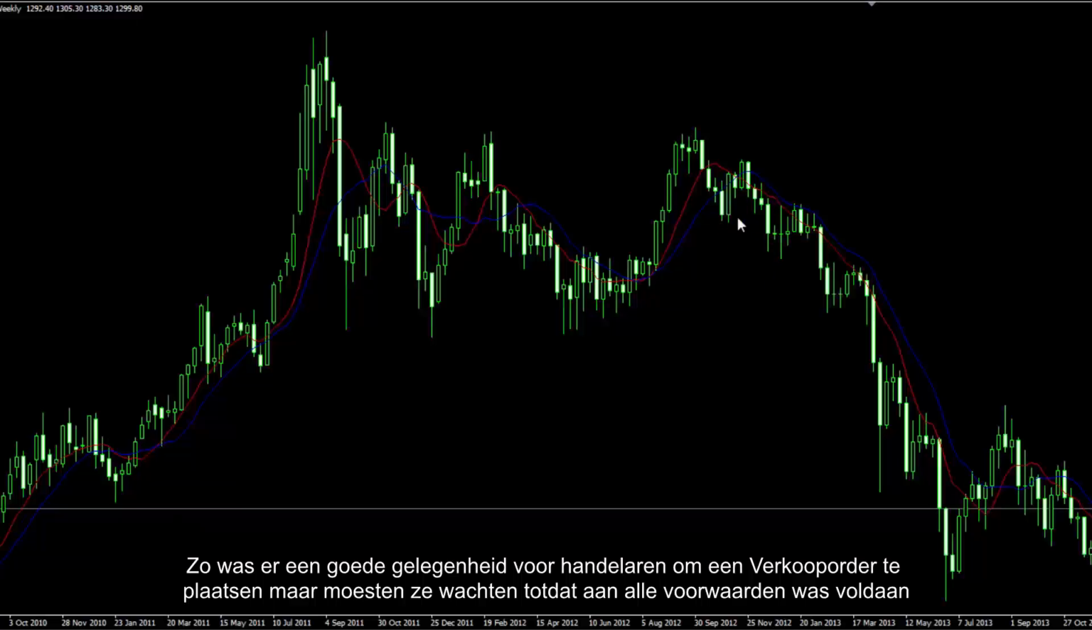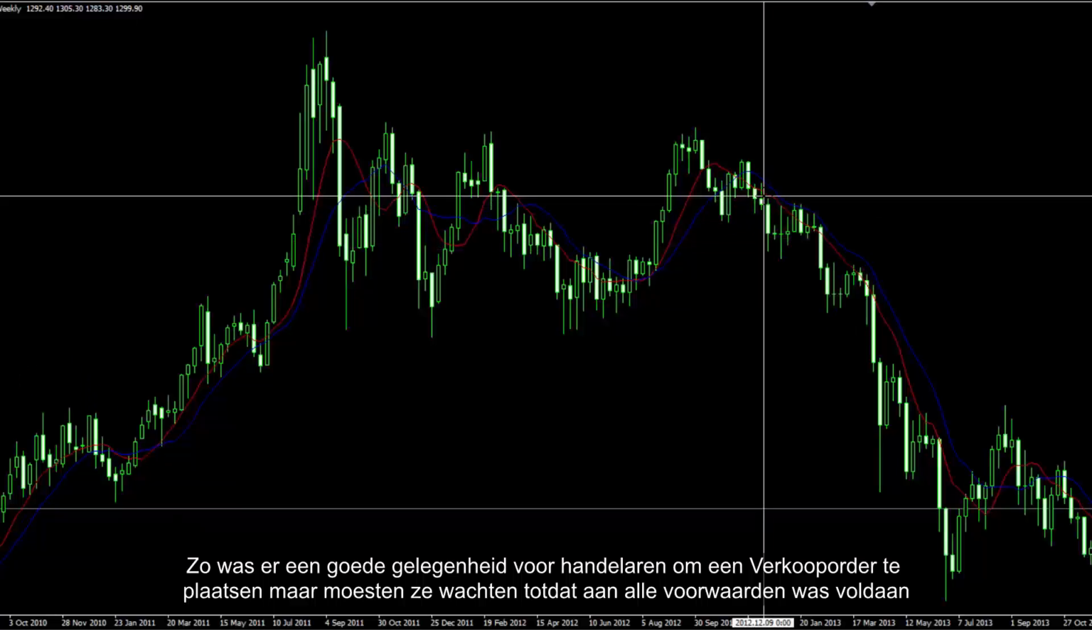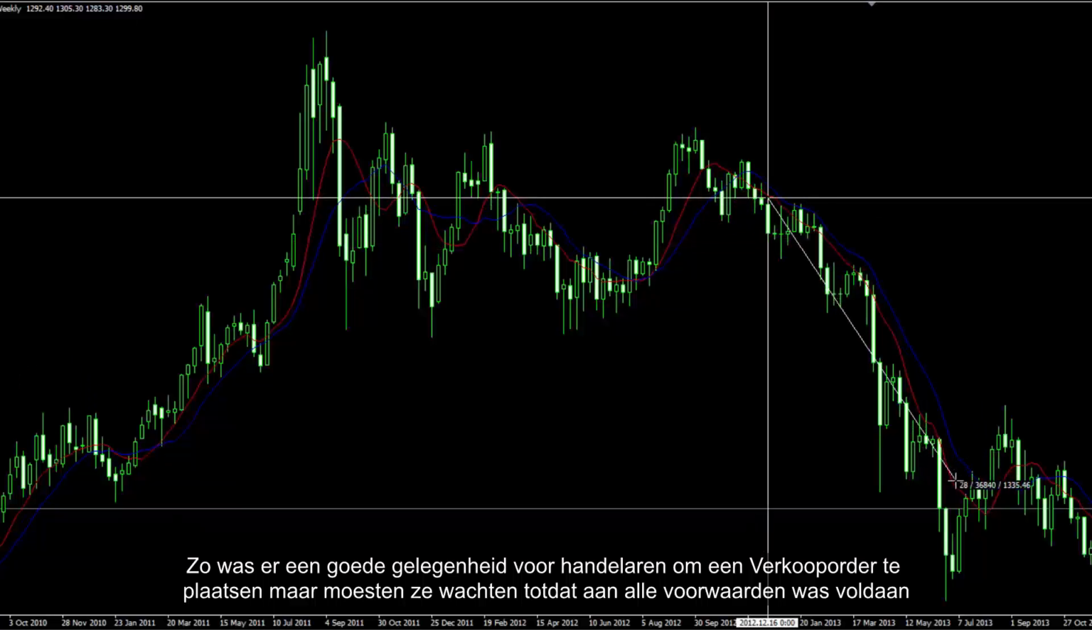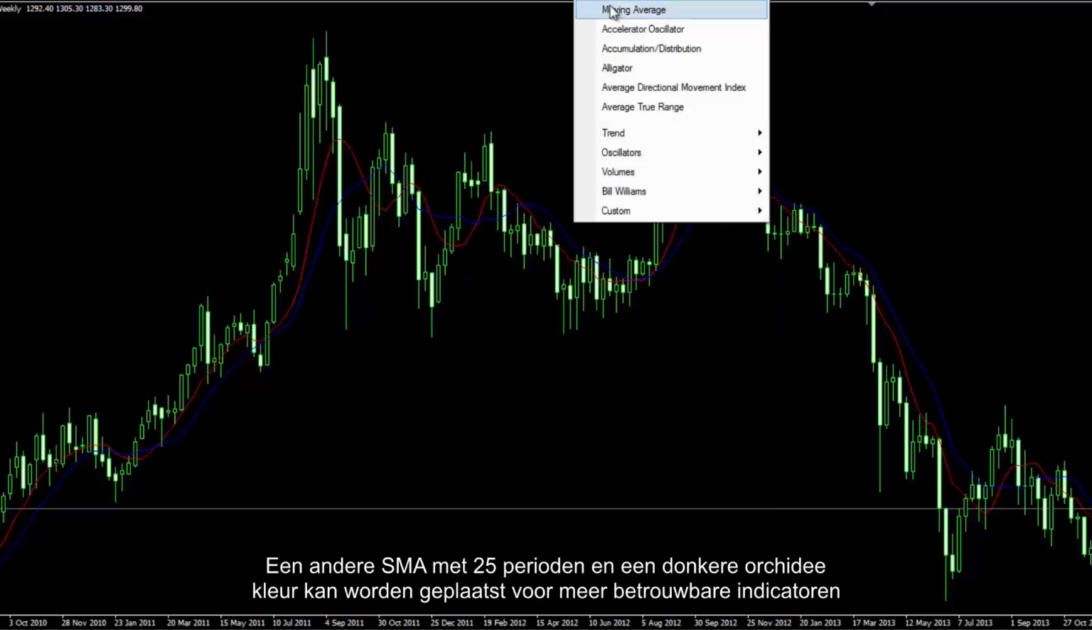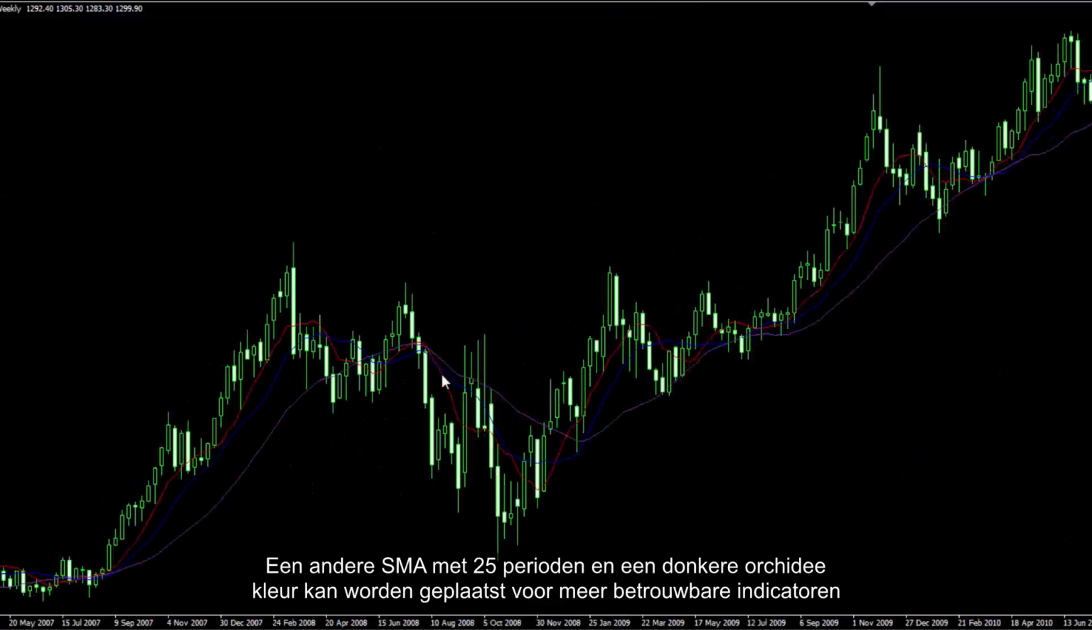For instance, there was a good opportunity for traders to place a sell order. However, they had to wait until all conditions had been fulfilled. Another SMA with 25 periods and dark orchid color can be inserted for more trustworthy indicators.